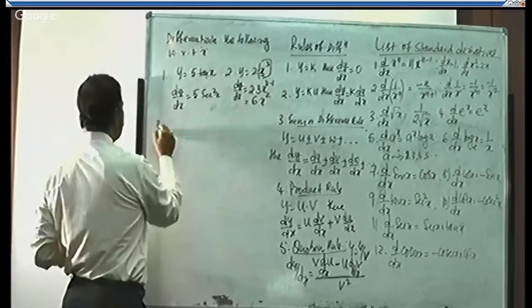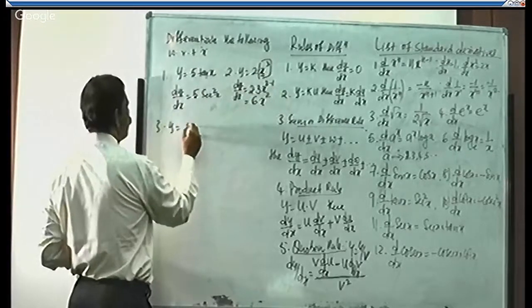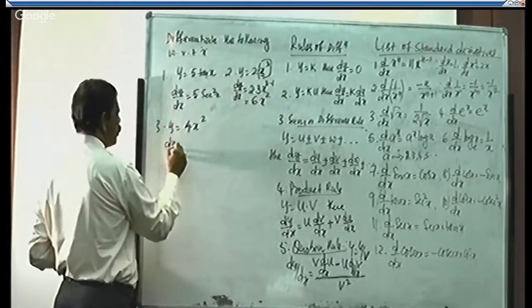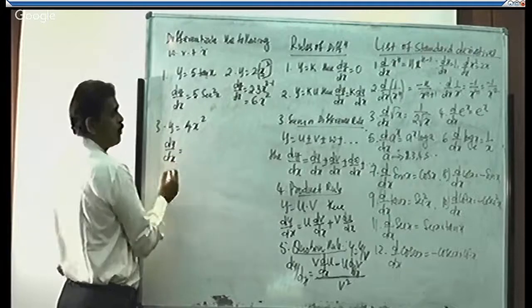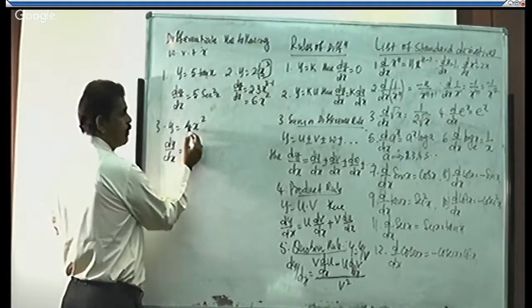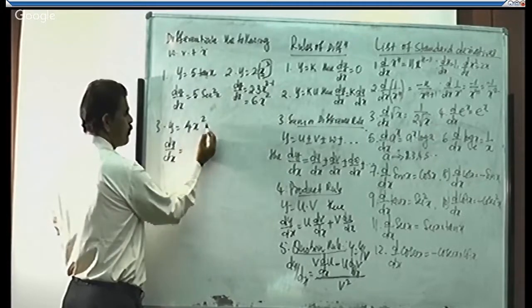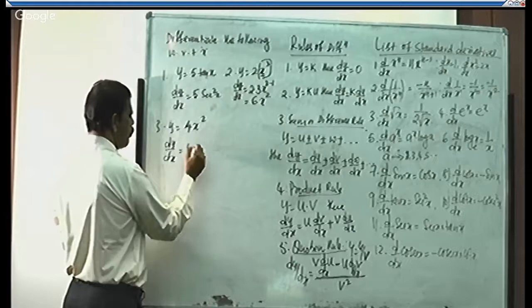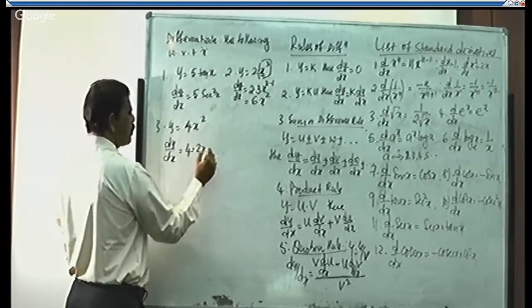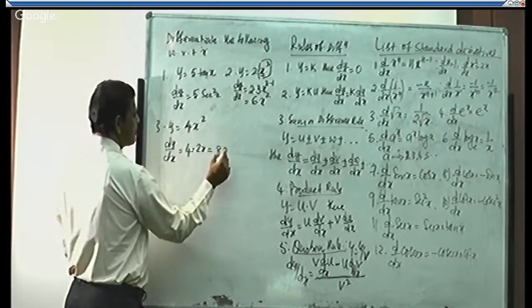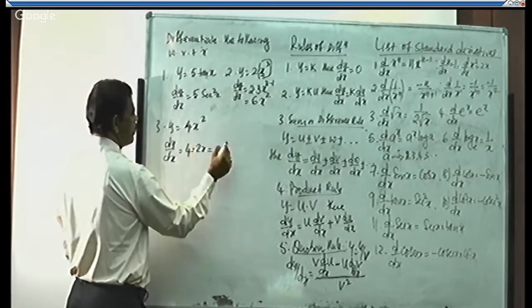See the third one, y is equal to 4 x to the power of 2. How to write directly? 4 into 2, because the derivative of x square is 2x. Then 4 into 2x. Otherwise, directly write like this: 4 into 2, 8 x to the power of 2 minus 1, which is 1.